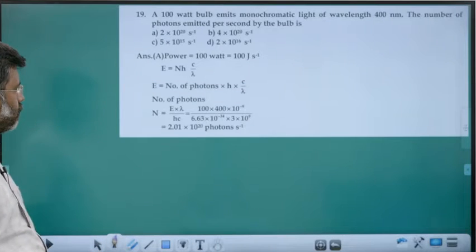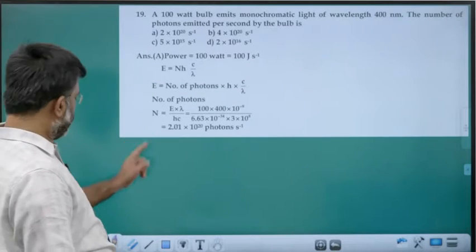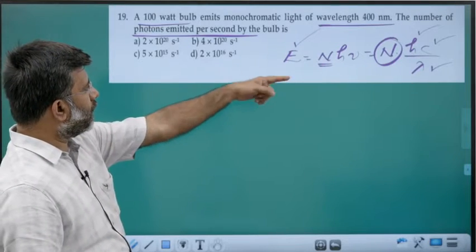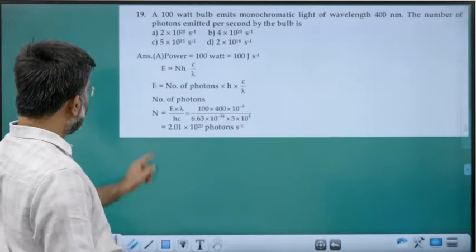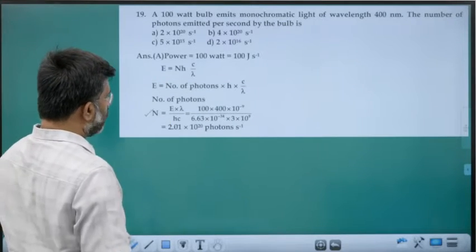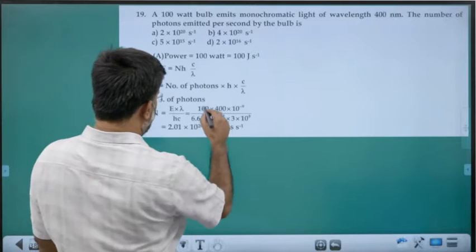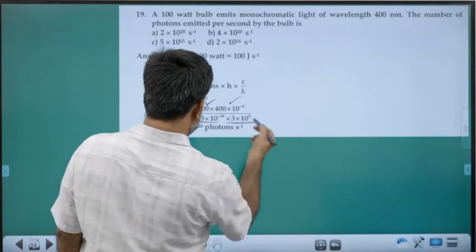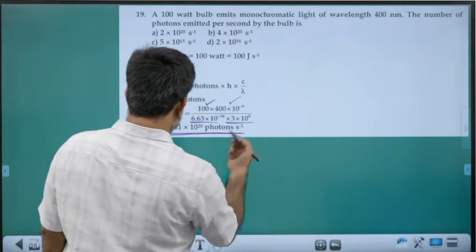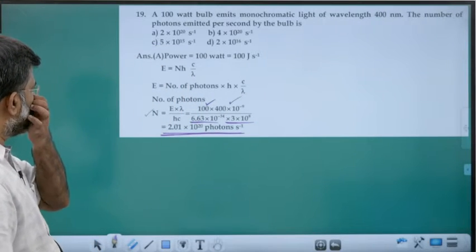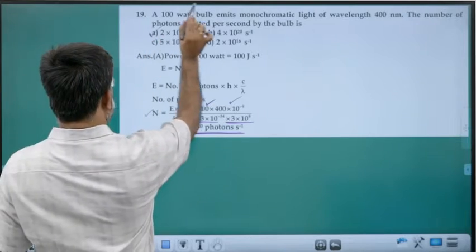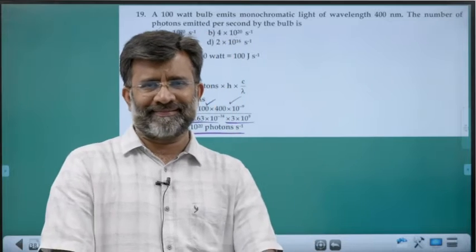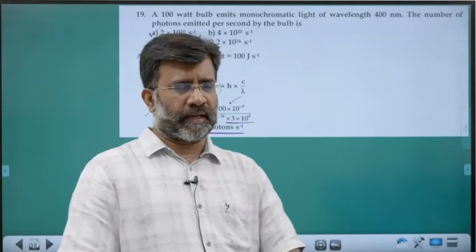What will be the value? N is equal to E into lambda by hc. All the data is given, the E value, lambda value, h value, c value, so you can get your answer, 2.01 into 10 power 20, option A as the correct answer. A simple calculation also. A typical question. Next.